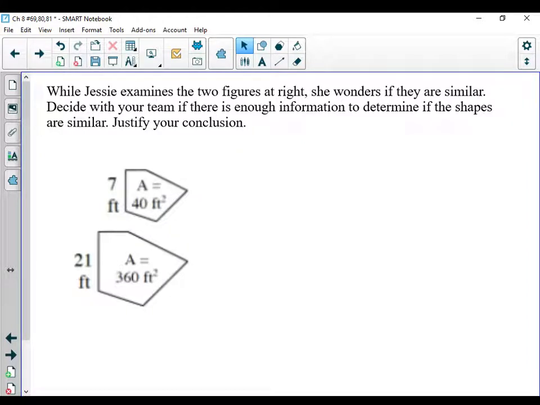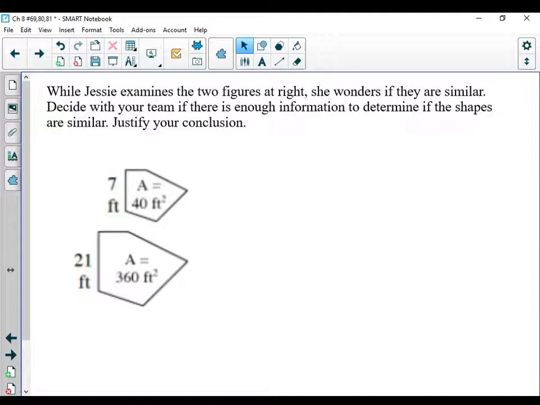All right, a couple problems that I wanted you to, first of all, try, but then we'll talk about. The first one is this one, where Jesse examines the two figures. It says at the right, but really they're below. But she wants to figure out if they're similar or not.